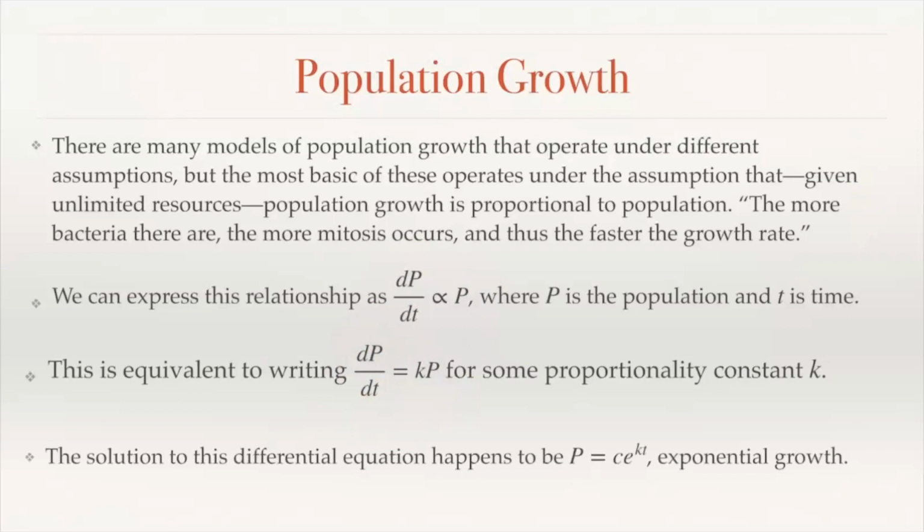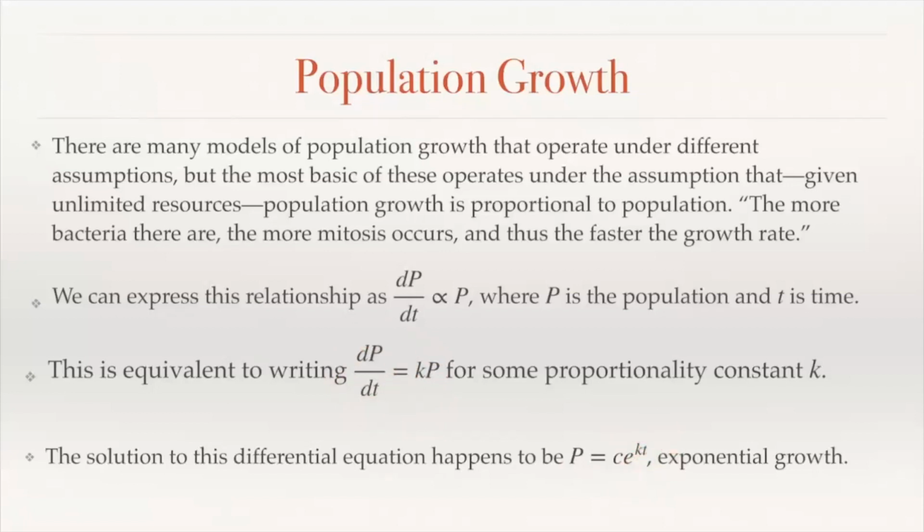And the solution to this happens to be that the population as a function of time is C times e to the kt, where C will be the initial population and k is that proportionality constant. The bigger k is here, the faster the growth rate, and that's reflected in that the exponent here will be higher.